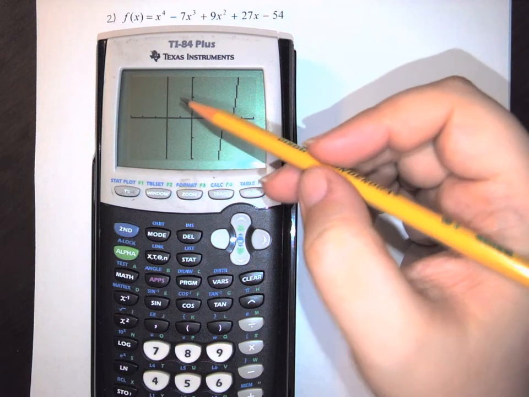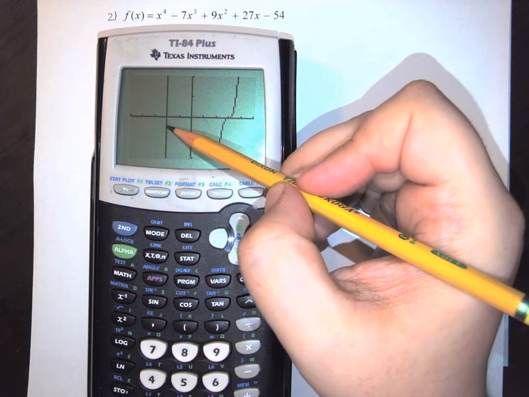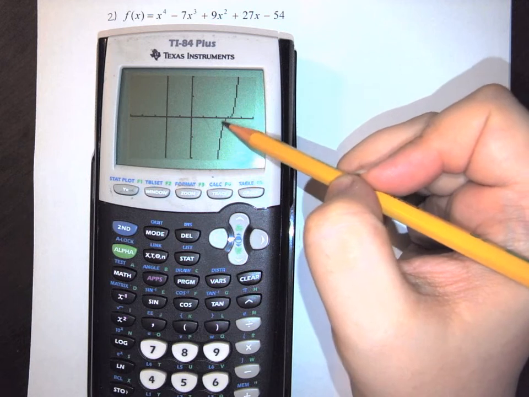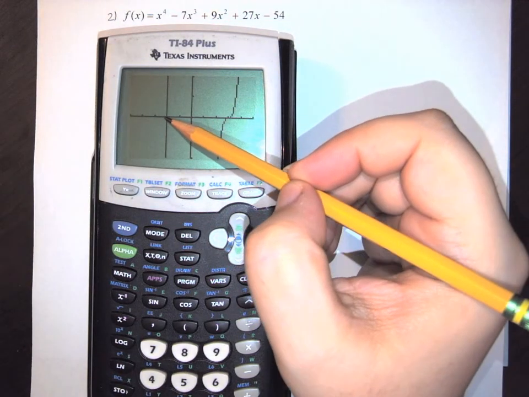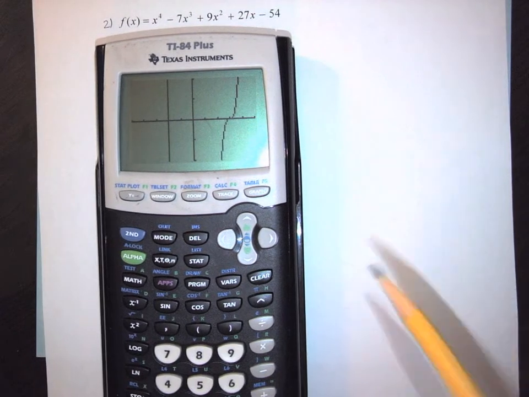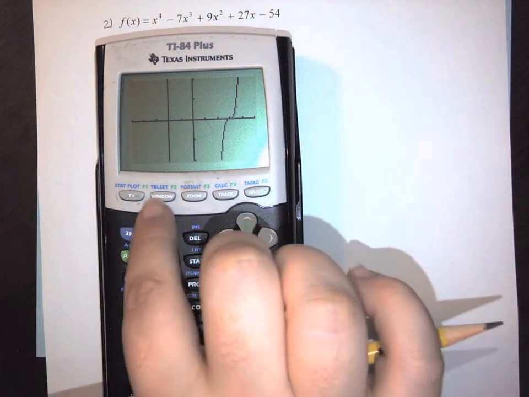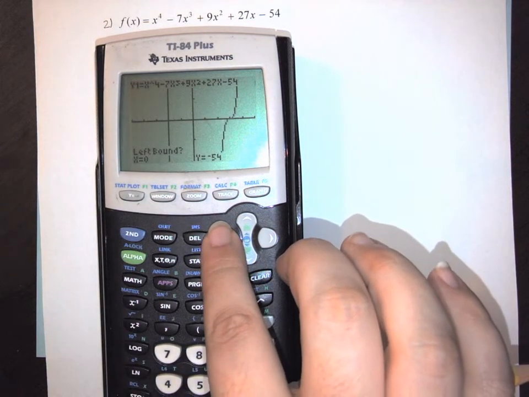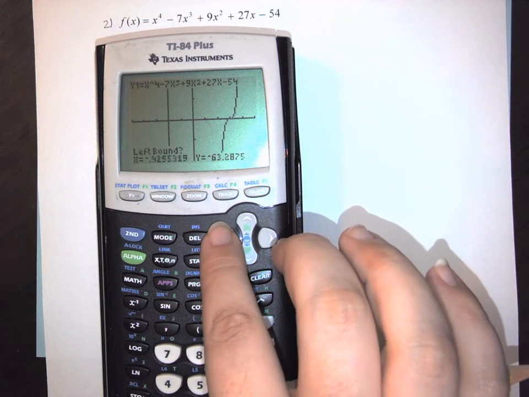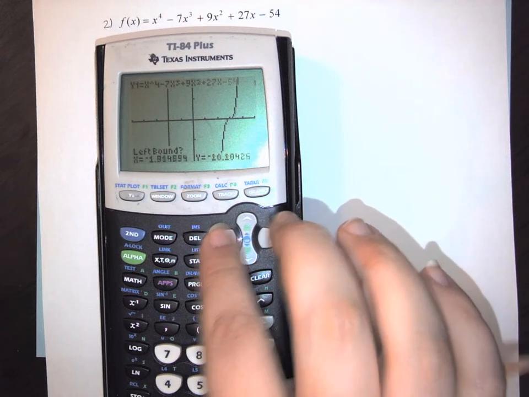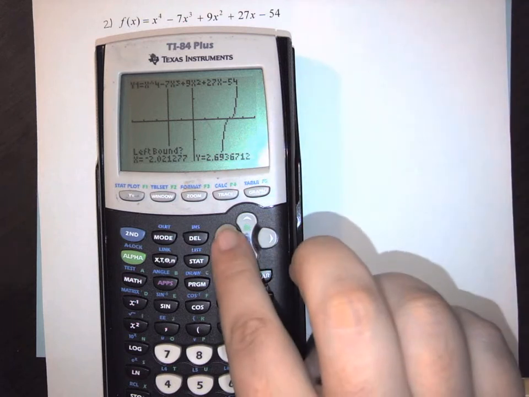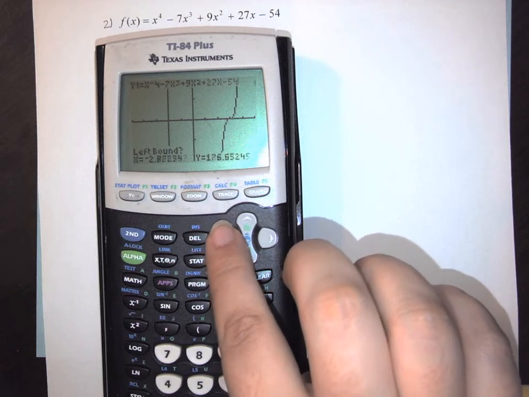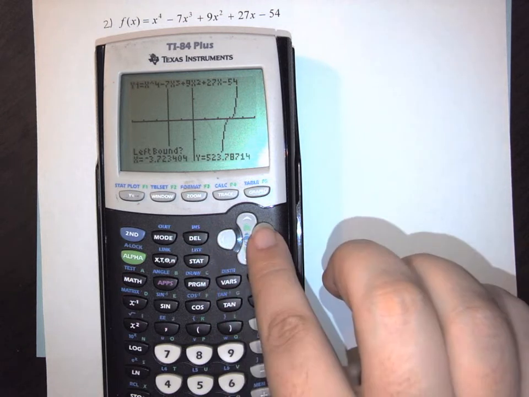Okay. So I've got this point over here, and I've got this point that's kind of looking like it's just got a curve. So first let's find this 0 right there. So again, we're going to go second calc down to 0. We want the leftmost bound. So we kind of need to find, notice, let's see.